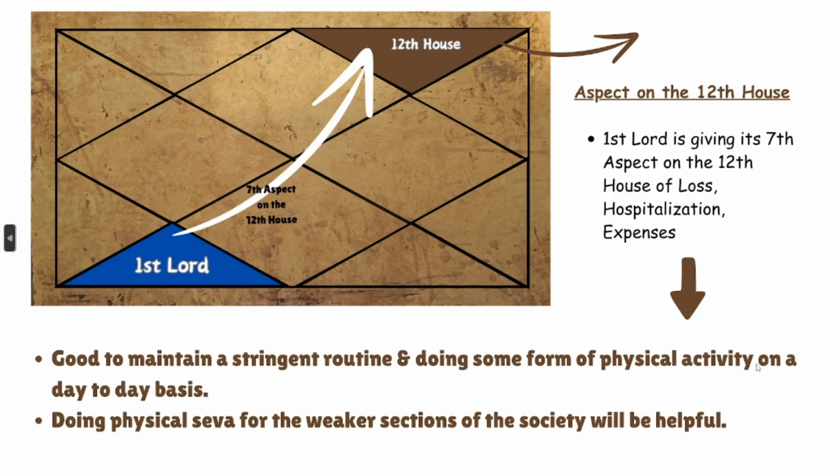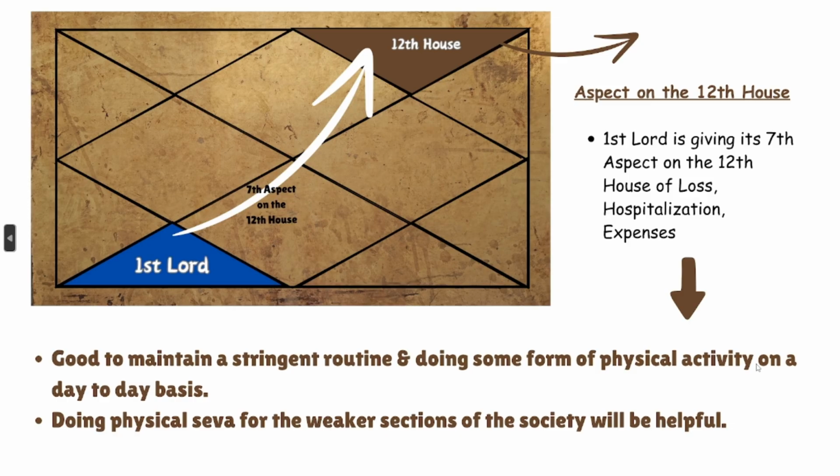Now first lord is giving its seventh aspect on the 12th house of loss, hospitalization, expenses. So with this placement, where sixth house is a house of routine, a house of discipline, and a house of maintaining your physical body and wellness, it is very important for you to focus on all of these areas. You will have to have a strict discipline, strict routine, wellness programs, either attend wellness programs or have certain wellness hobbies or habits which you will have to do on a day to day basis, because this is going to be a game changer for this placement.